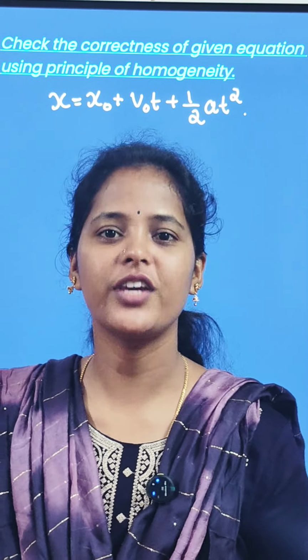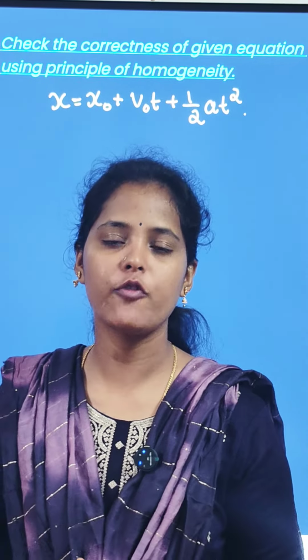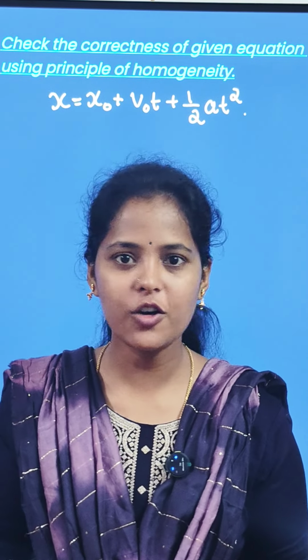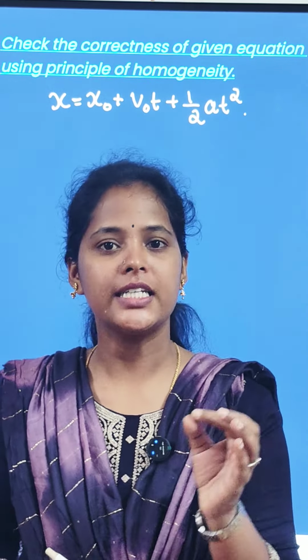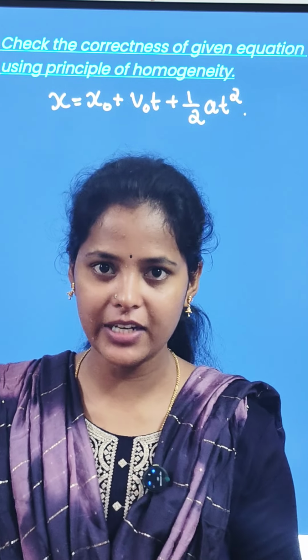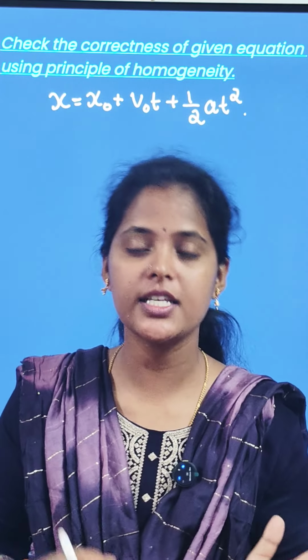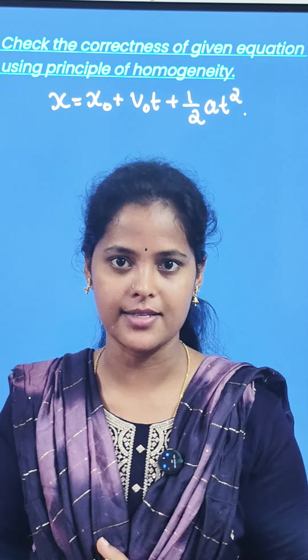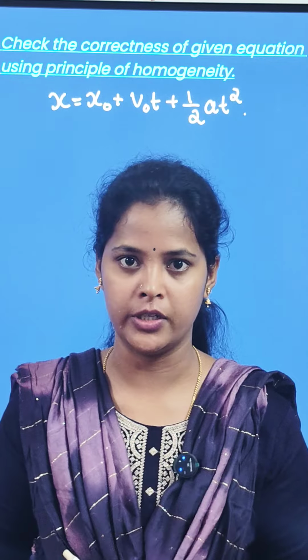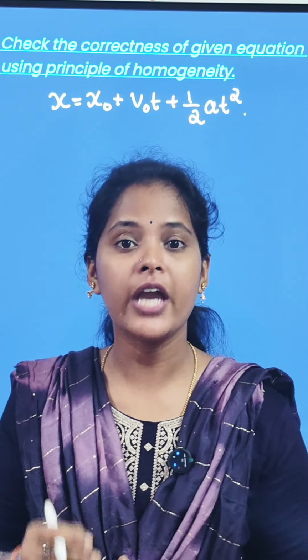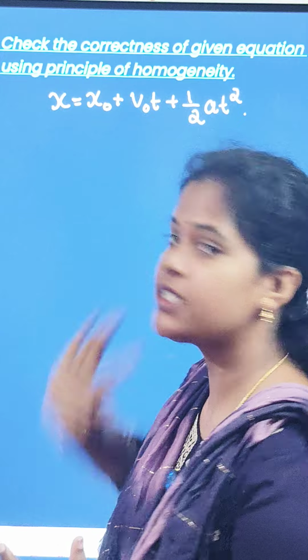Check the correctness of the given equation using the principle of homogeneity. Then what is the meaning of the principle of homogeneity? The dimensions of each term in the given equation must be the same, or the dimensions of LHS are equal to the dimensions of RHS. This is nothing but the principle of homogeneity. Using this concept, we have to check the dimensions of this equation.